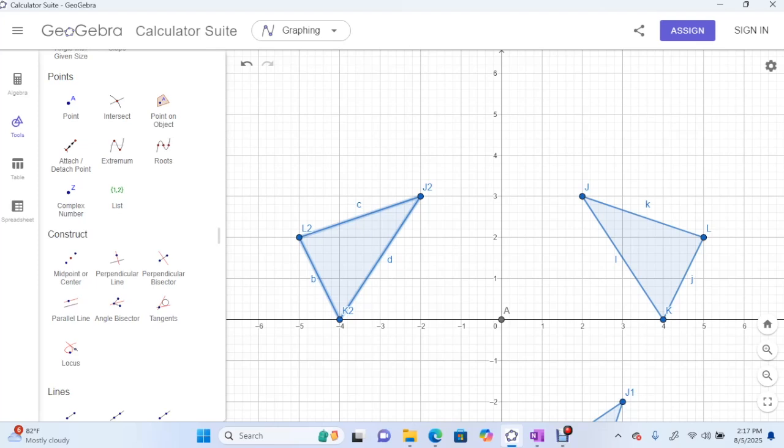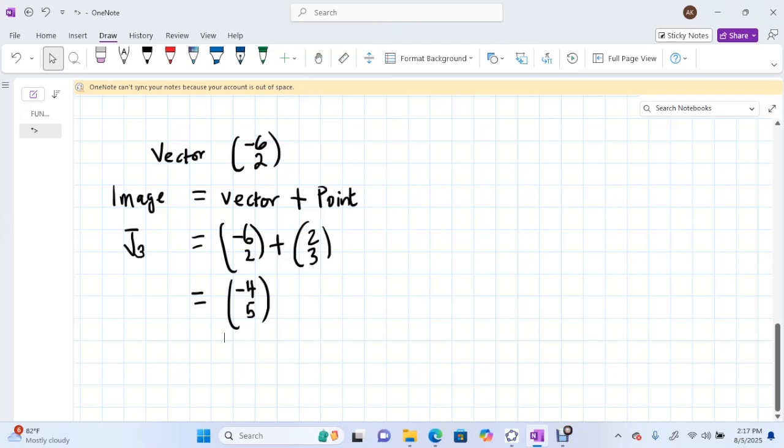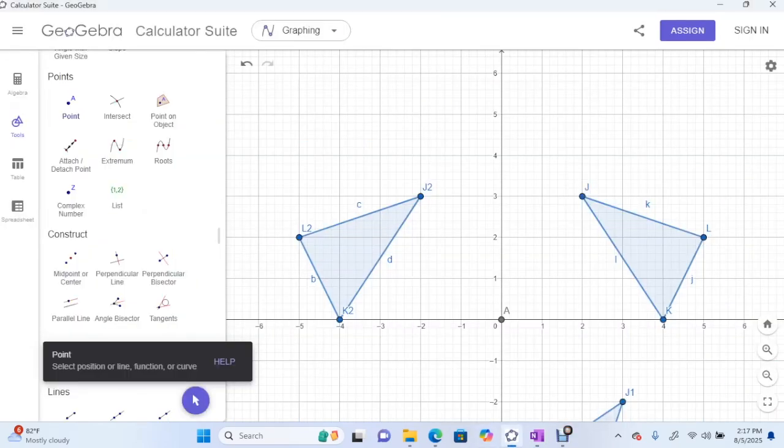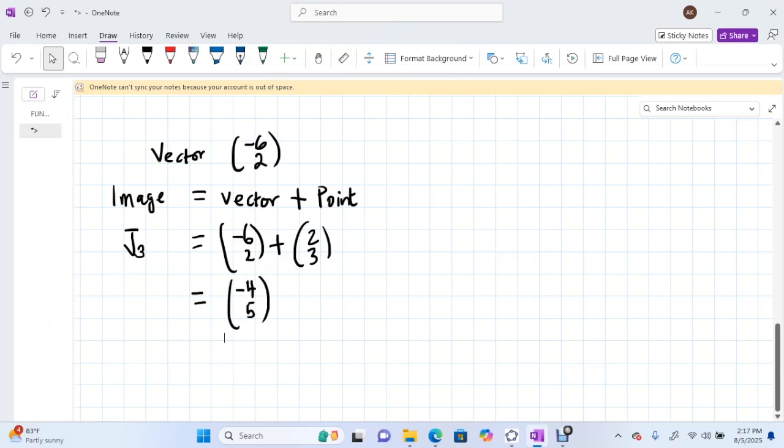Okay, let's do it. I'm not going to use the software. So we will plot the point, which was -4, 5 for J3. So -4 and 5 is going to be here. And that's J3, not B. You have to label it J3, not B. And the next one is here.